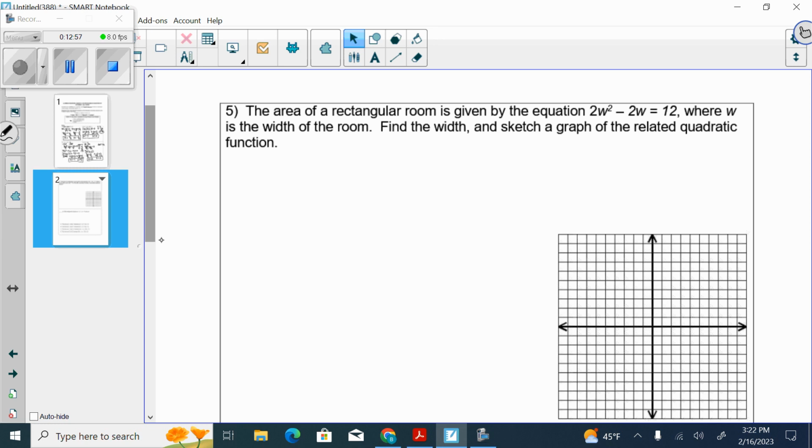All right, so we're still doing the same thing that we were doing on the front page. So what's step 1? Set it equal to 0. Good. So right now it's 2w squared minus 2w equals 12. So how am I going to fix it so it's equal to 0? Good.